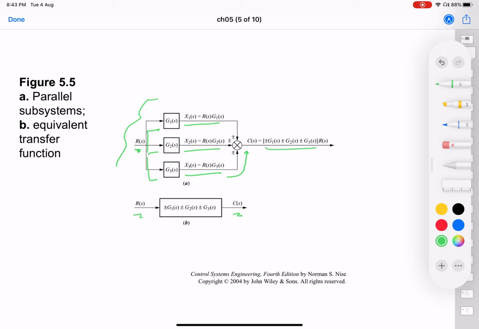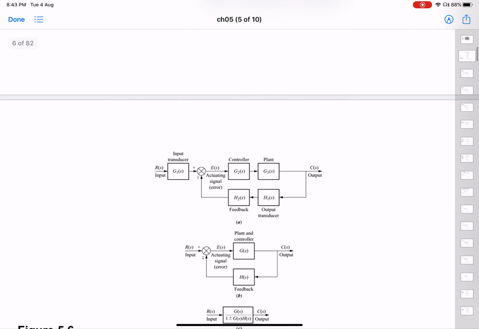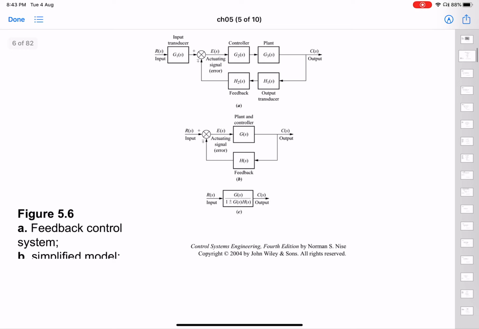That means Cs by Rs would be G1 plus G2 plus G3 in case all these signs are plus, and in case any sign is minus, then correspondingly that entry would be minus. That is, you have plus minus plus minus plus minus. So basically, if three systems are in parallel, you can very easily derive this and say that the transfer functions just get added up, right? The third important form in which these systems occur is in the feedback form.